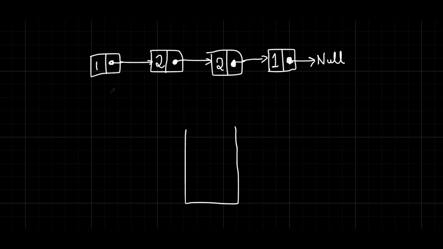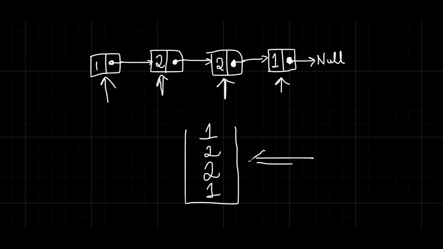Suppose this is our stack. At first, our current pointer is pointing to the first element. So we put the value in the first node, which is 1, into the stack. Now, our current pointer is pointing to the next element, so we put the value 2 into the stack. And now our current pointer is pointing to the third element, so we put the value of the third node into the stack, which is 2. And finally, our current pointer is pointing to the last element, which is 1, and we put the value 1 into the stack, which is this. So this is the condition of our stack at this moment.